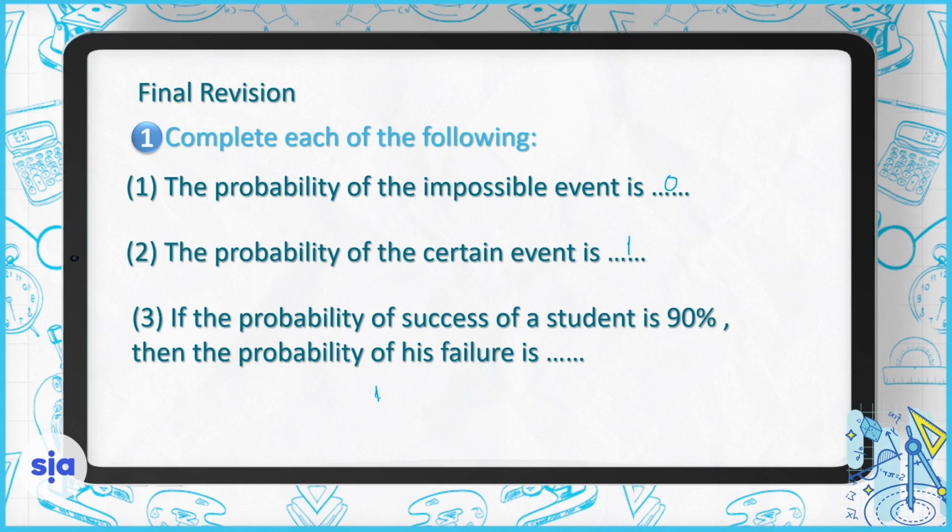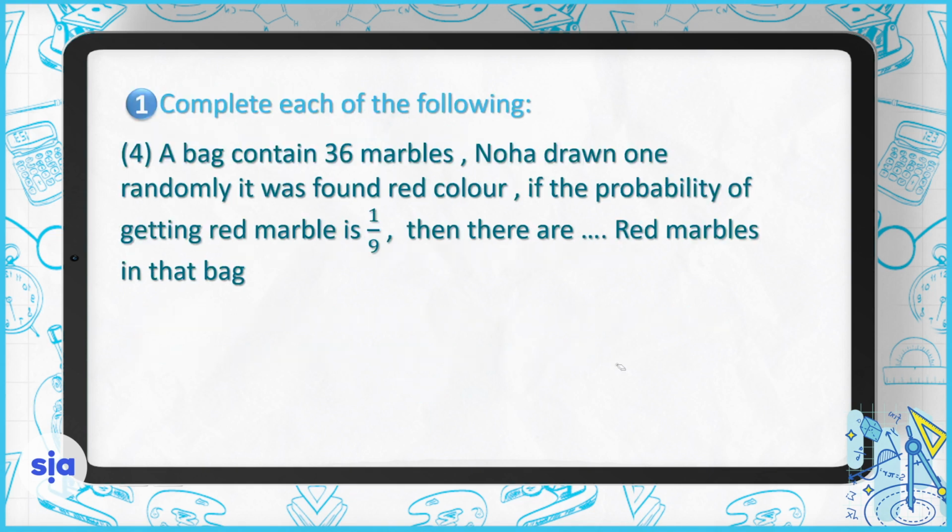The total probability is 1, so it's 1 minus 90%, which is 10%. Question 4. A bag contains 36 marbles. Noah had drawn one randomly. It was found red color. If the probability of getting red marble is 1/9, then how many red marbles do we have in the bag?